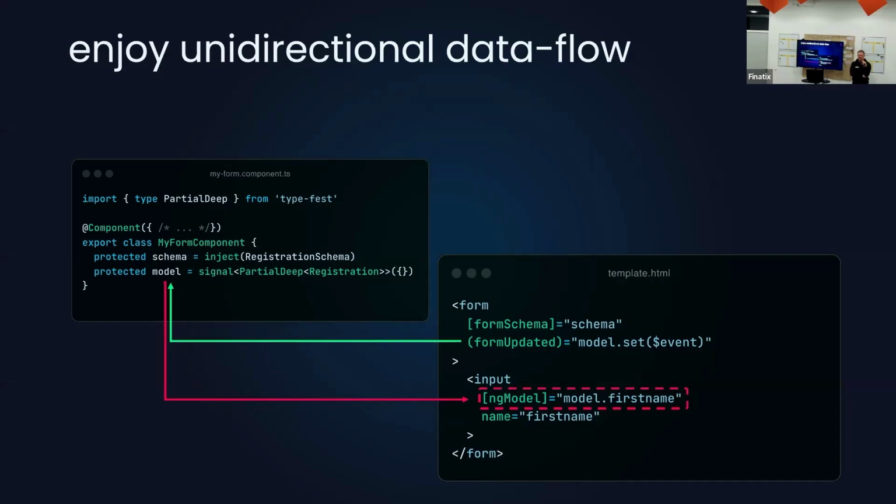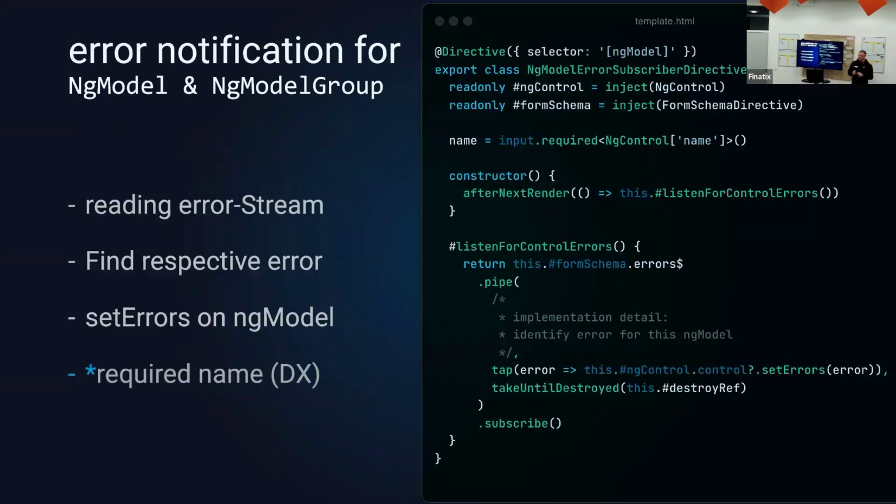Okay, and here you can see the unidirectional data flow again. We are just passing data to the form, and we will get notified by the form schema API about changes. Here I just wanted to show you the idea how everything is set up behind the scenes. This is the ng model, and how the ng model is listening for changes, so that the ng model knows that it has an error state or not, because we do not have the validations on the ng model anymore. We now need to communicate to the ng model that it is in an error state.